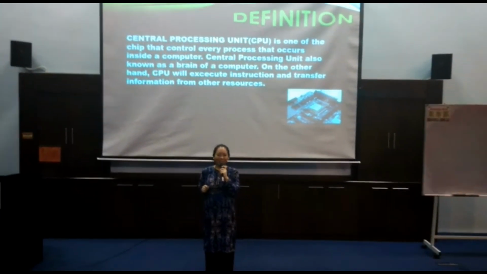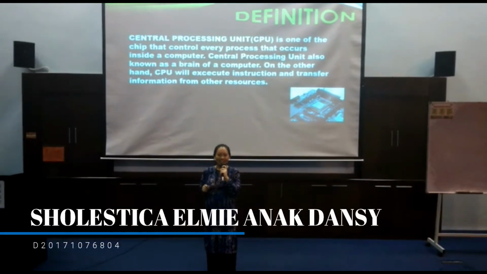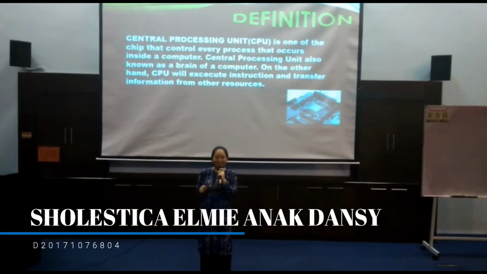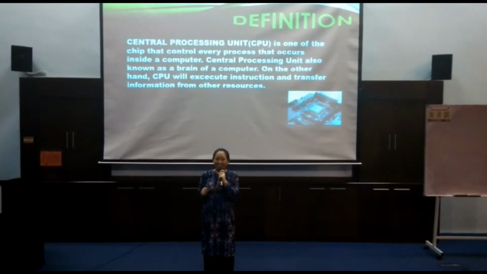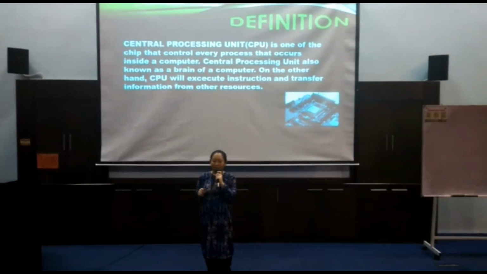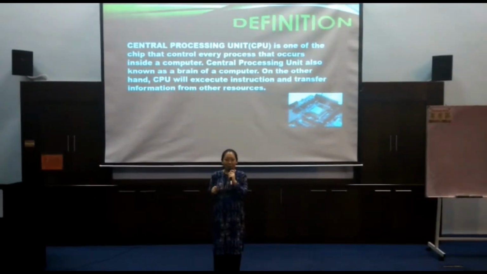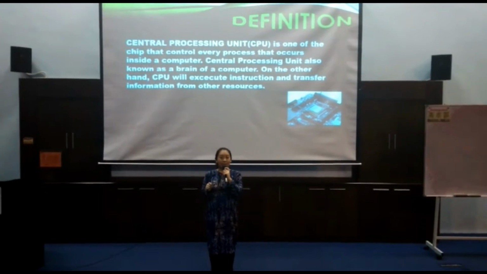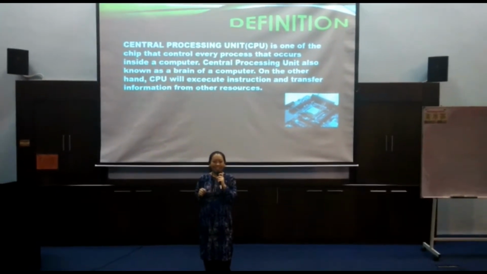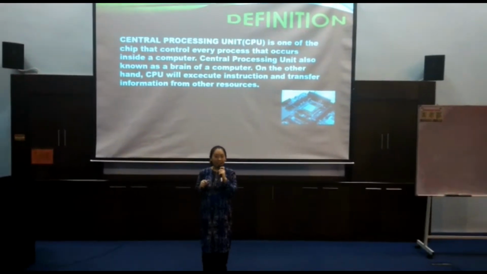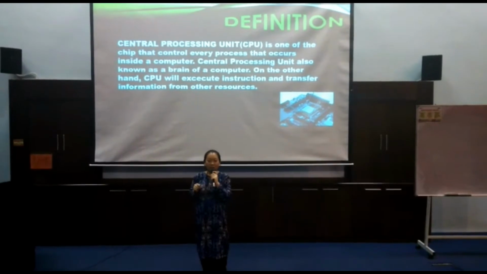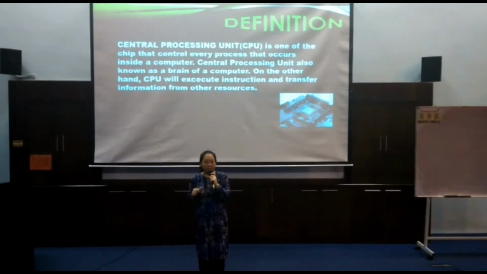Component of the computer which is called Central Processing Unit. So, what does it mean by Central Processing Unit? Actually, Central Processing Unit is one of the chips that control every process that occurs inside the computers. The Central Processing Unit is also known as the brain of a computer. On the other hand, the CPU will execute instructions and transfer information from other resources.